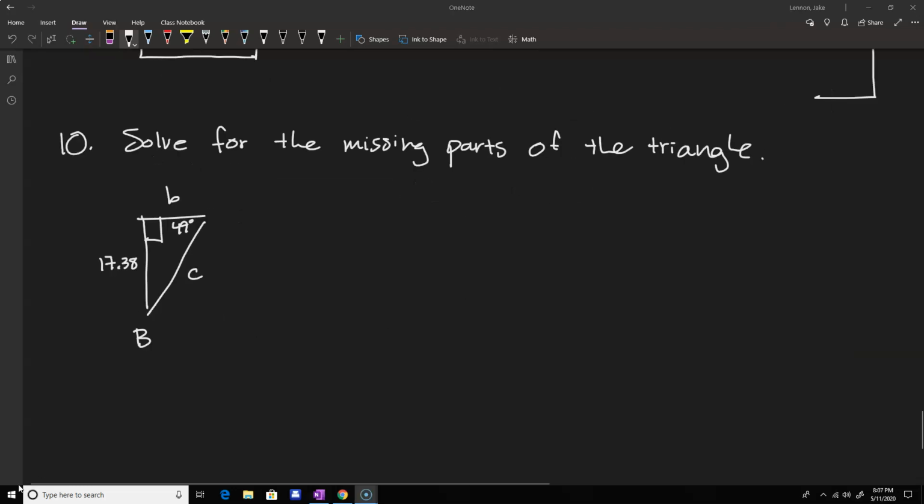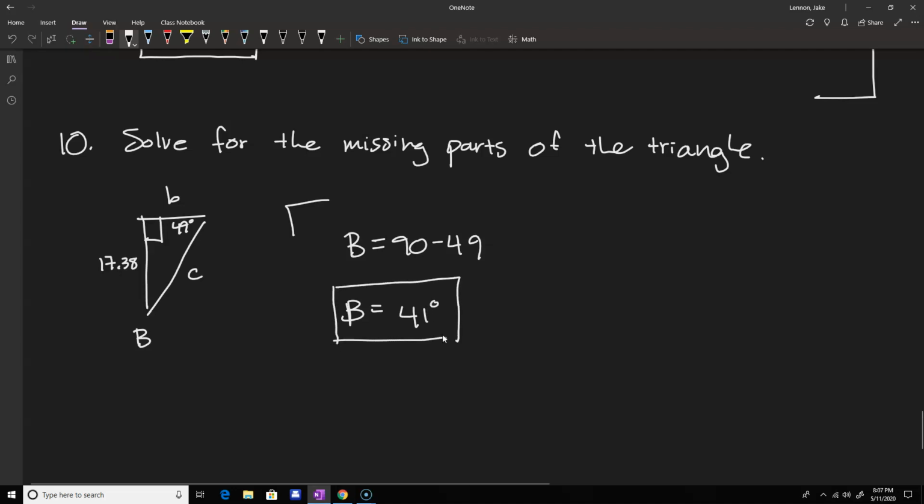Okay, so for our final question, question 10, we are given one of the sides, 17.38, and we're missing the 2 other sides, which we've labeled lowercase b and lowercase c, and we also need to find angle capital B. Angle B is the easiest thing to figure out first. Again, the 2 acute angles in the triangle have to add to 90, so angle B is equal to 90 minus 49. Right off the bat, angle B is 41 degrees.